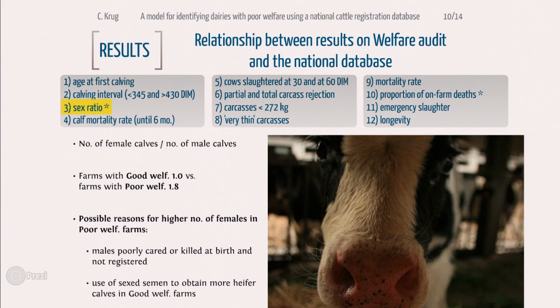Of the possible reasons for this, the one that we think is more probable is that maybe male calves were poorly cared for or killed at birth and not registered. Another possibility is that these farms might be using sexed semen, so they would have more female calves. However, in Portugal, that is not very used. Based on the personal communication of George Stilwell, only 5% of the farmers use sexed semen, so we really think the main possible reason is the first one.